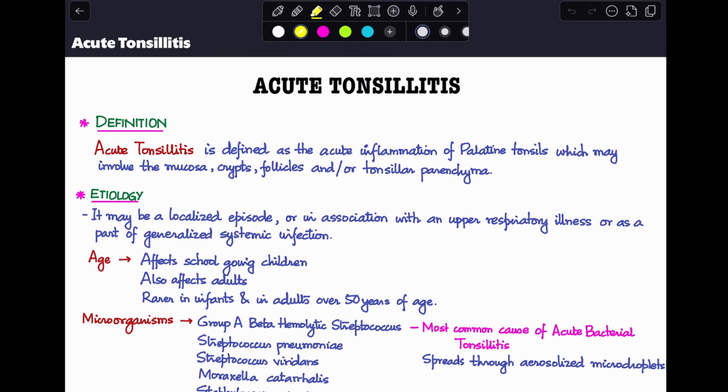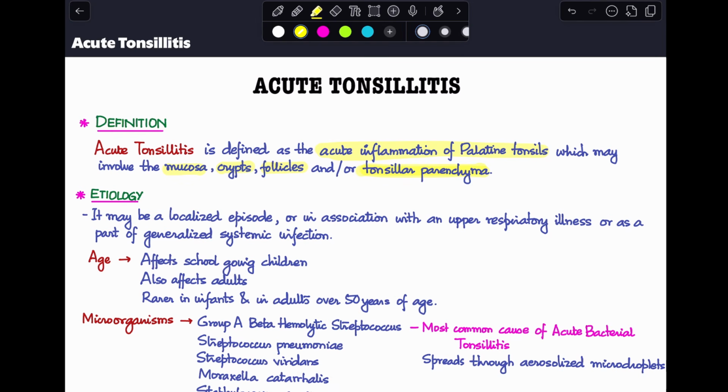Okay, let's get started with our topic. So, what is acute tonsillitis? Acute tonsillitis can be defined as the acute inflammation of the palatine tonsils, which may involve the mucosa, the crypts of the tonsil, the follicles, and/or the tonsillar parenchyma. And based on what part of the tonsil has been involved, we'll see that there are different types of acute tonsillitis that you could see.